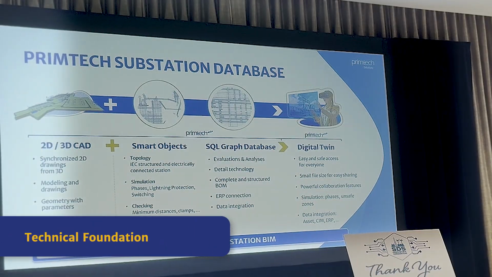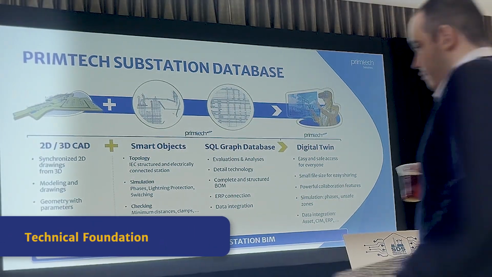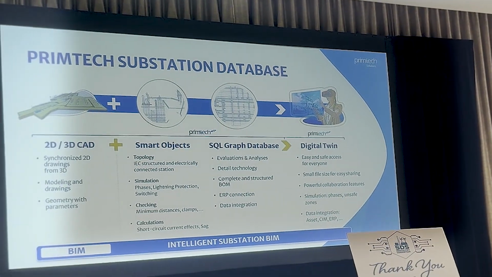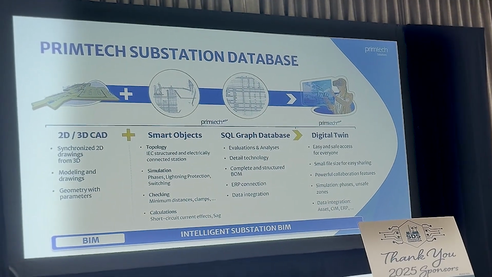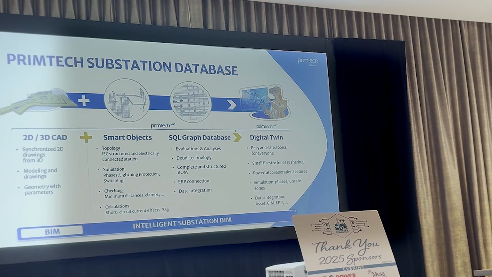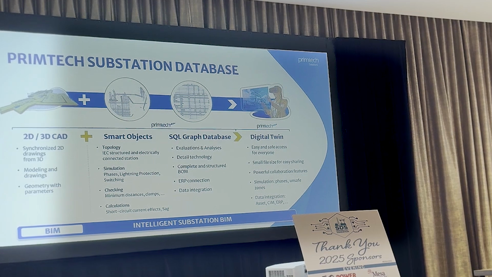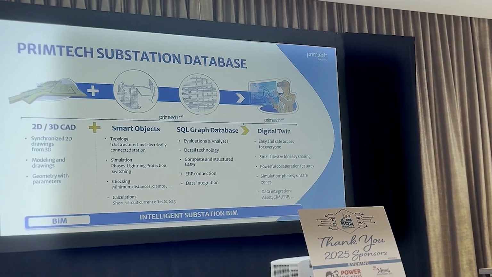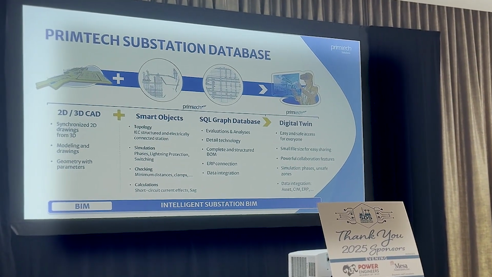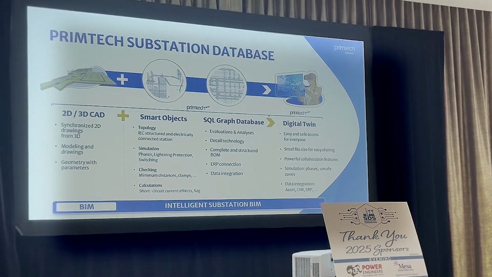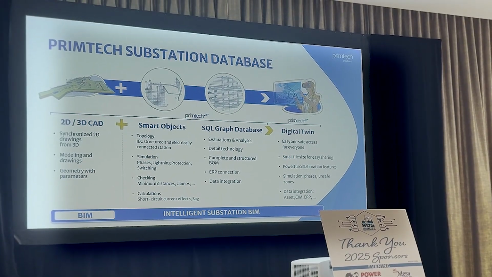So what Primtech is, it's kind of got a few parts. You have the 2D and 3D CAD geometry, right? Just like any other software. We combine those with smart objects where we can do simulation, phase checking, and that kind of thing. And then the power of that SQL database on the back end makes processing faster and it can store all that data. That also allows for integration with other systems, right?